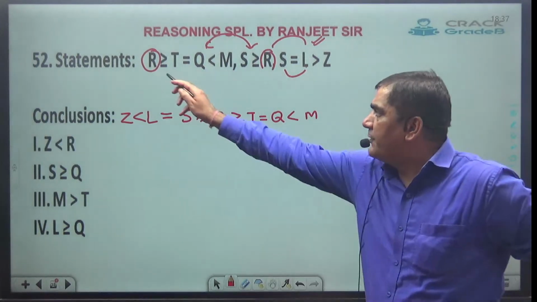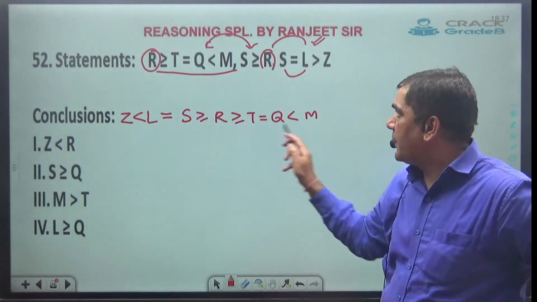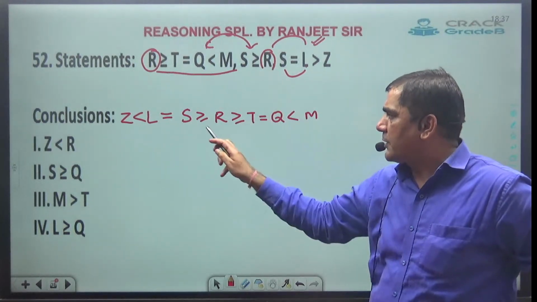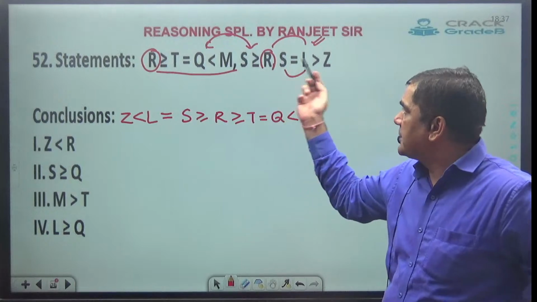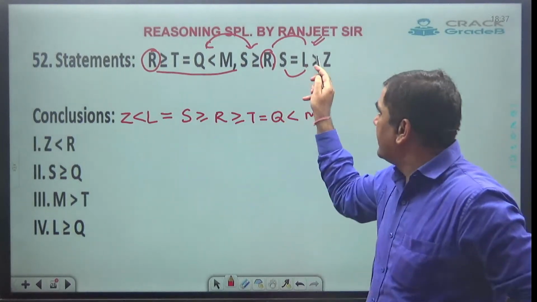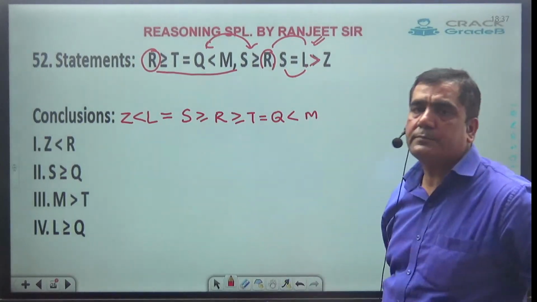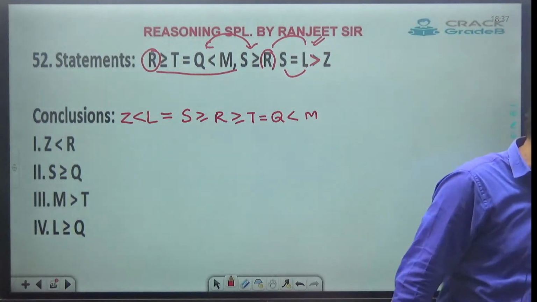Clear? Firstly I have written this one: R, T, Q, M. Then R adjacent will be S, so I have written S, face is towards S. Then S will have L, L will have Z. Here the face is towards L. So I have combined these statements together.